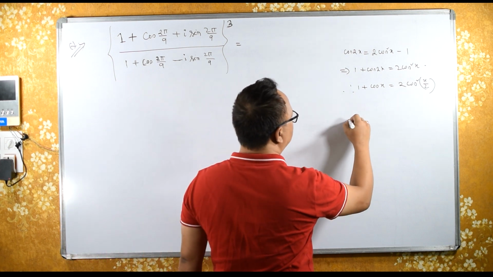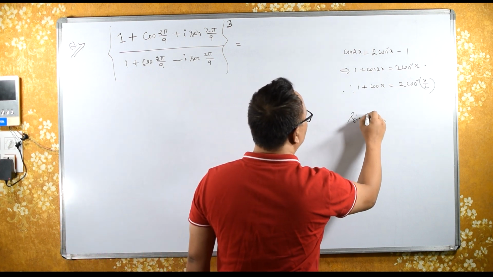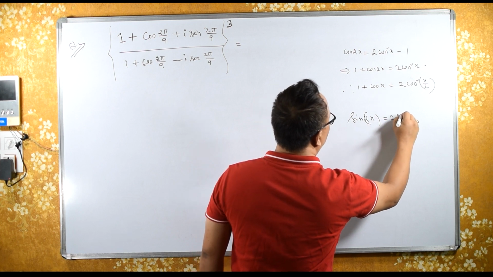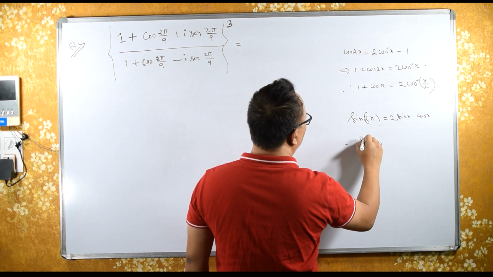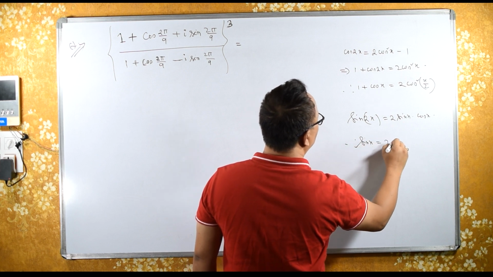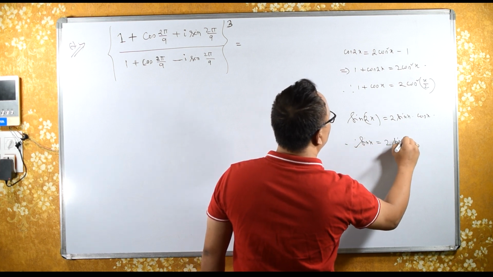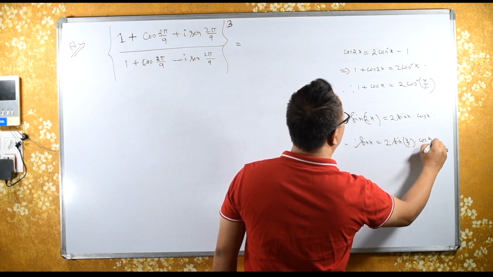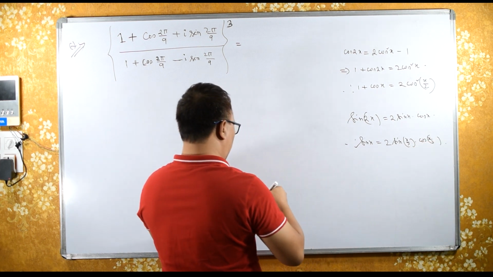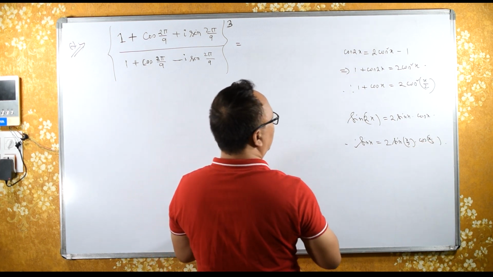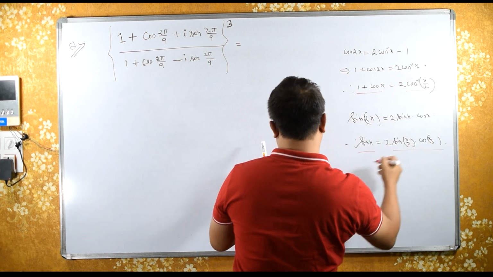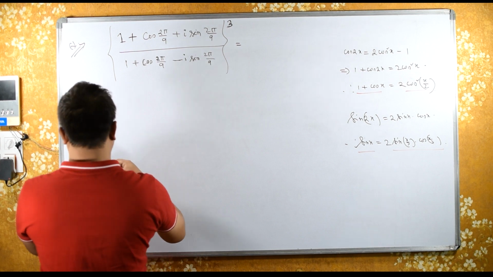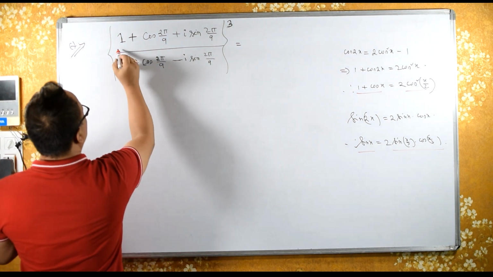Similarly, we have sine of 2x equals 2 sine x into cos x. Therefore, sine of x equals 2 sine x by 2 into cos of x by 2. Now, these two are the same as these two in half angle. Now, let's apply this over here.